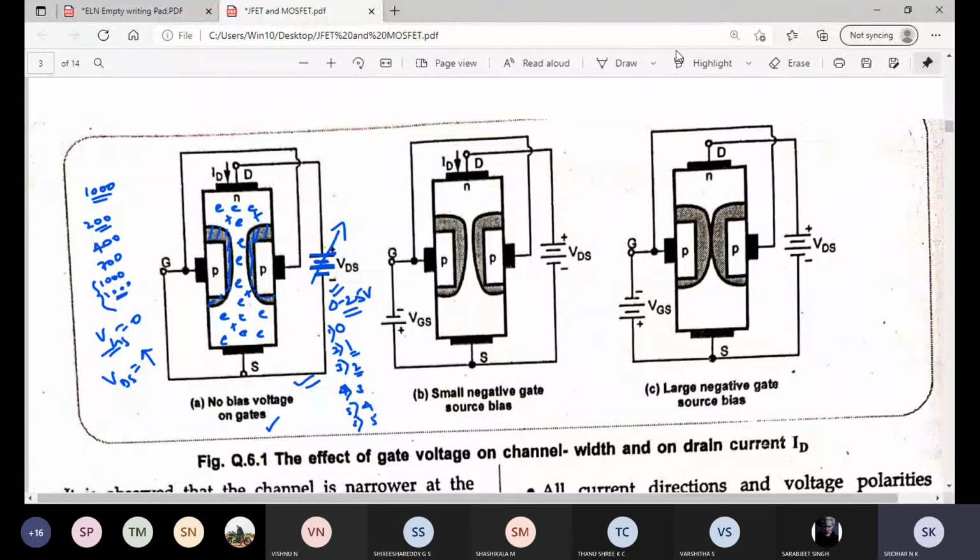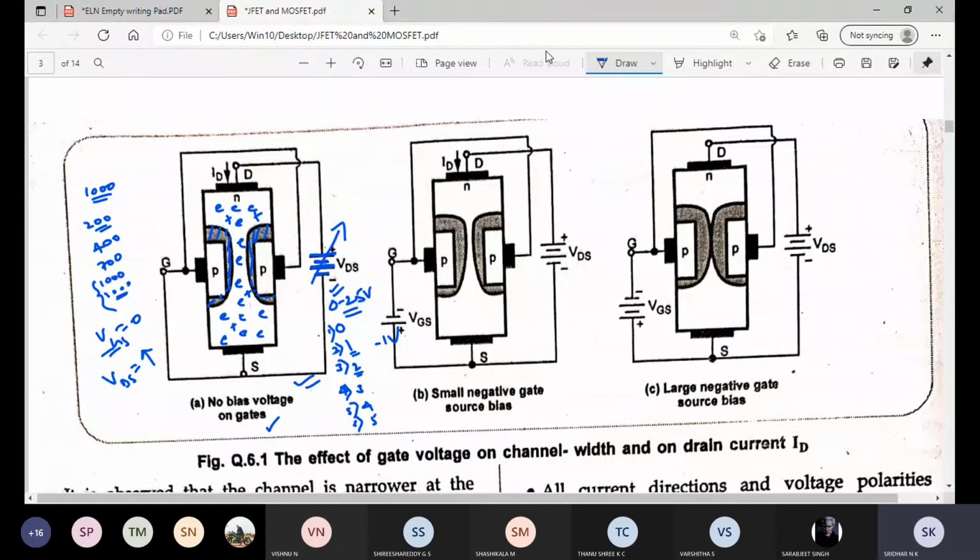Now if you see figure B, I am applying VGS as 1 volt. It is a negative voltage because it starts from the negative terminal of the battery, so it is minus 1 volt. If I apply minus 1 volt, what happens? Can you see? P type is connected to the negative terminal. It is reverse biased.